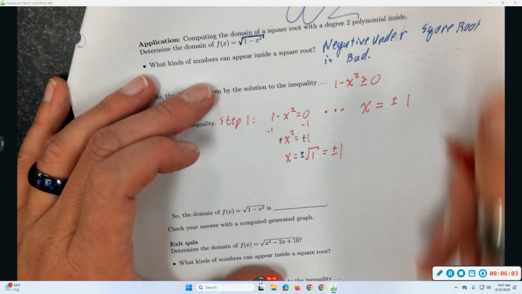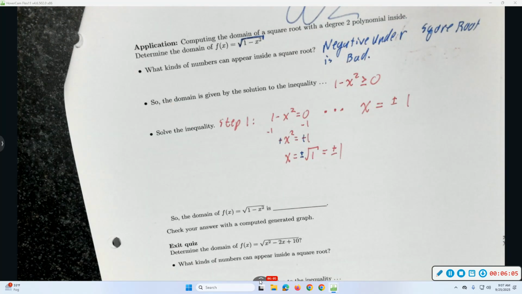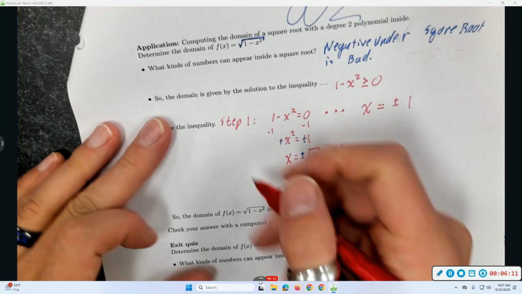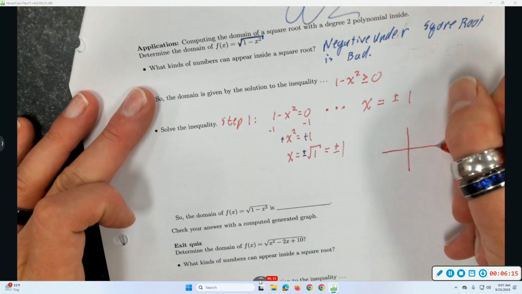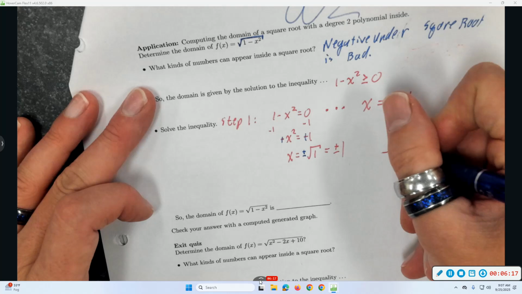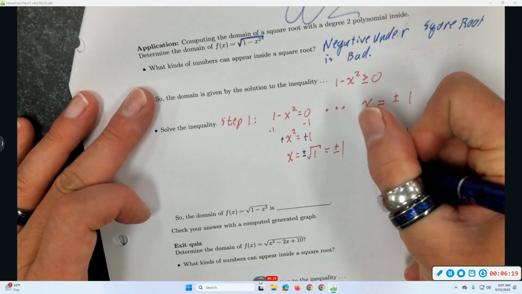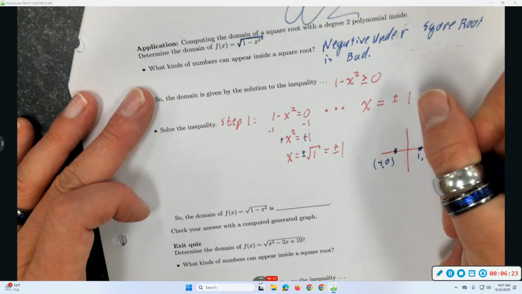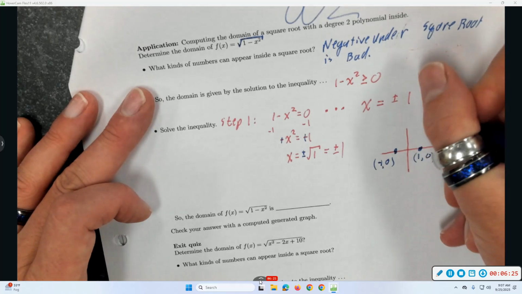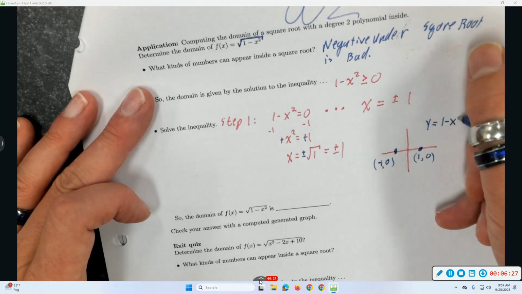Alright, so that means that I know that the solution to this, the endpoints of the domain, will be plus or minus 1. So, I think here's the game to play. There's -1, 0. There's 1, 0. Let's sketch the graph of y equals 1 minus x squared.